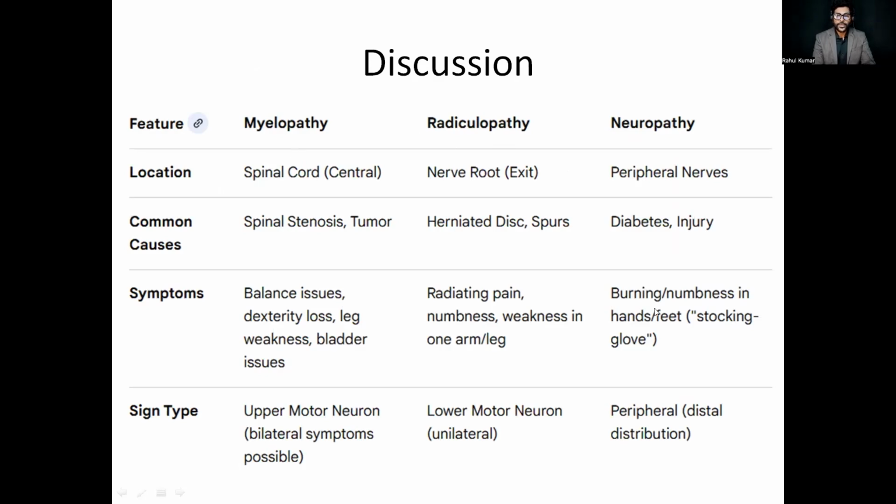I want you to take a snapshot of this section and go through it. This is more theoretical, and it is very important for you to know the differences between each of these. I will not go into this because it gets more theoretical. I want to give you more of the practical aspects of pain management here, so kindly go through this.